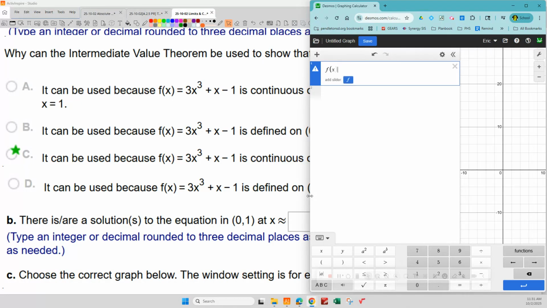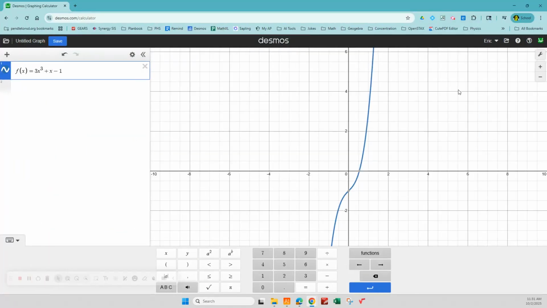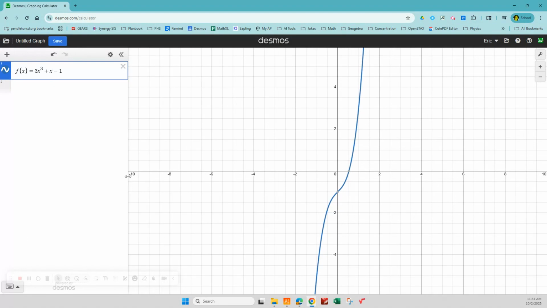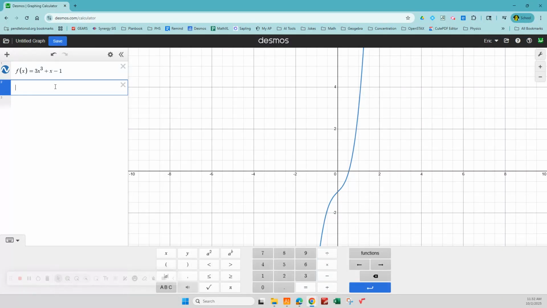f of x equals 3x cubed plus x minus 1. Okay, there's my graph. And what do I do next? Okay, yeah, which is just the x-axis.